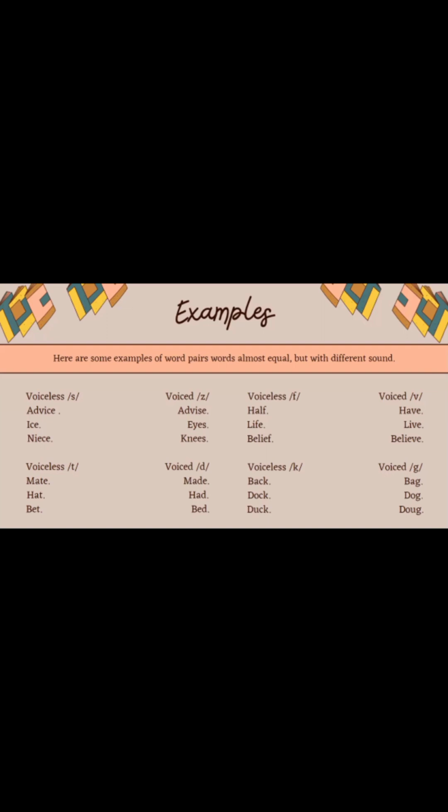For the last is voiceless k and voiced g. For example, back and bag, dog and dock, duck and dug.